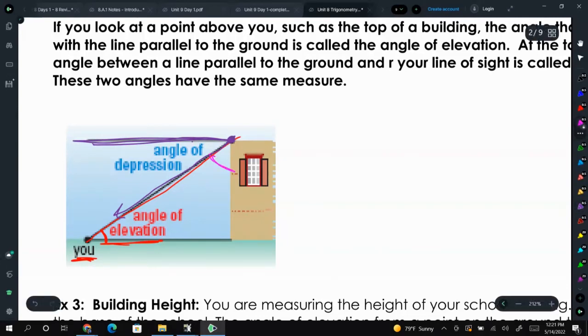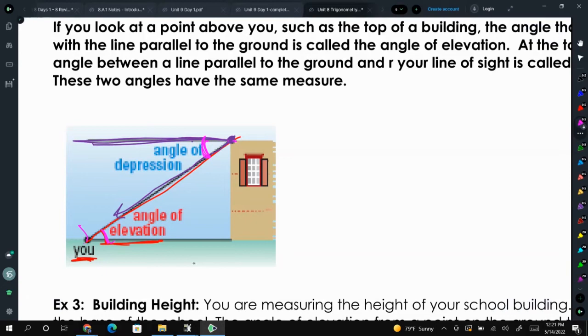The angle of depression is not this angle on the inside here, because normally we would say that this is a triangle. This is not the angle of depression. Your angle of depression is out here. But because of parallel lines and a transversal, these two angles are congruent. So the angle of elevation up to the top of something is the same as the angle of depression from that something looking down at you.